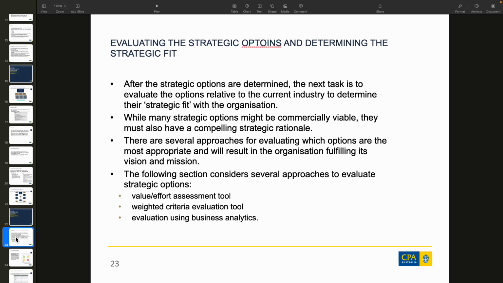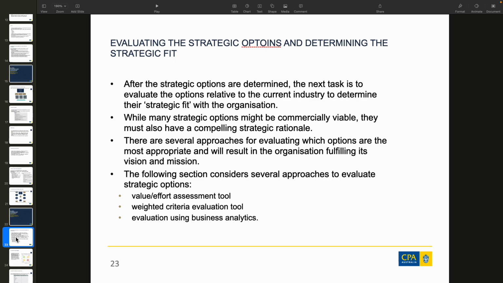Failure. Got it? So that's an example of what is the commercial viability, and they must have a compelling strategic rationale. What is the logic that they can have? Got it? Okay. There are several approaches for evaluating which options are the most appropriate and will result in the organization fulfilling its vision and mission. Notice the word several approaches to evaluate, different ways to consider whether this is a good strategy or a bad strategy.